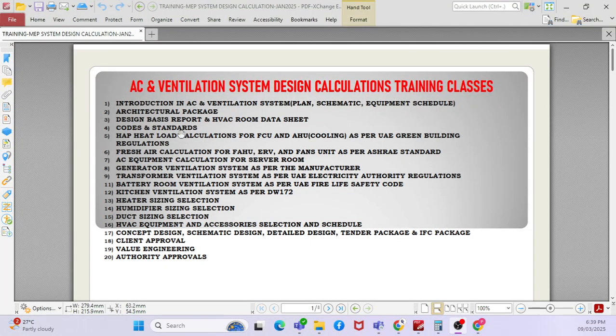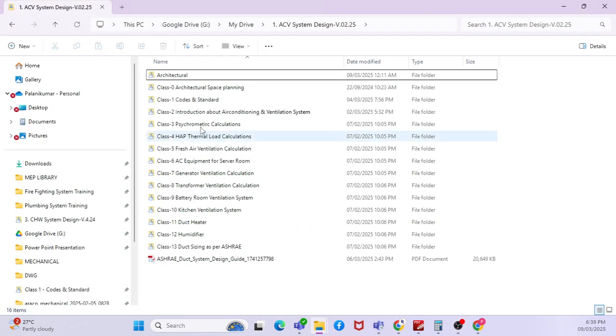Yeah, let's start discussing the air conditioning and ventilation system design calculation. Okay, so as you said, you have completed the architectural package, correct? So next, when you go to the technical side, the technical part, if you go to my folder structure, you can see there is architectural space planning, and the next one, introduction about air conditioning and ventilation.